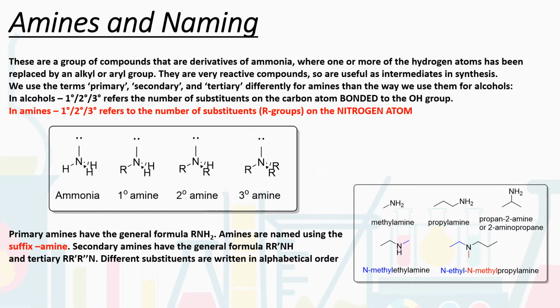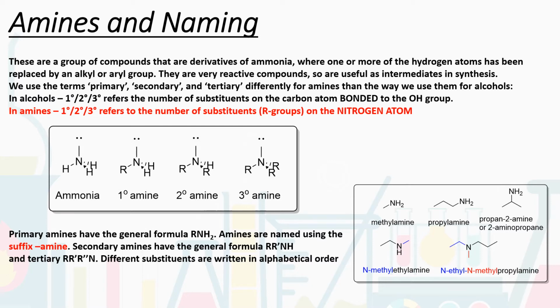In terms of naming them, our standard IUPAC naming rules apply. Primary amines have the general formula of RNH2, where R represents the alkyl group. They're named using the suffix amine at the end of whatever the carbon chain length is, so we always have to look for our longest carbon chain. Remember that we want to make sure that the numbers are the lowest. If we have any other substituents on that carbon chain, we have to number them. If we have multiple of them, use di, tri, tetra, for example.